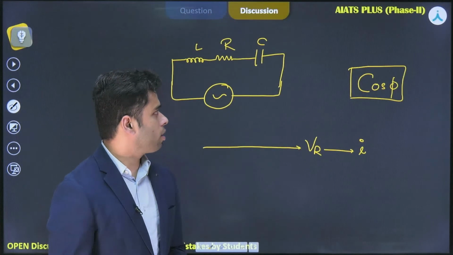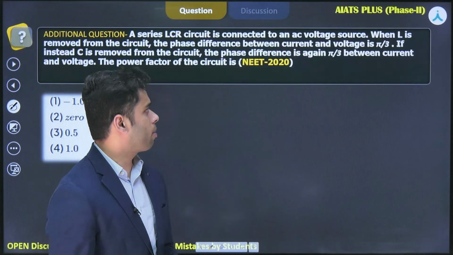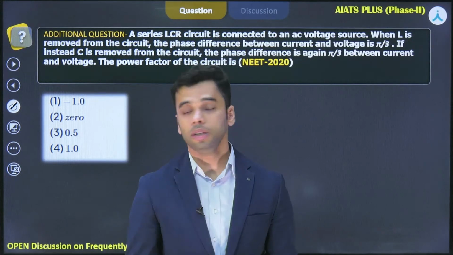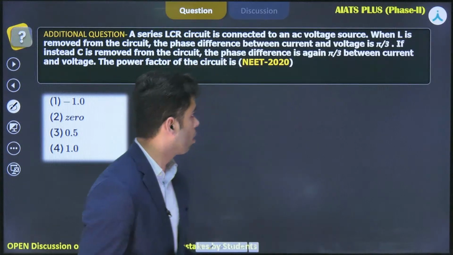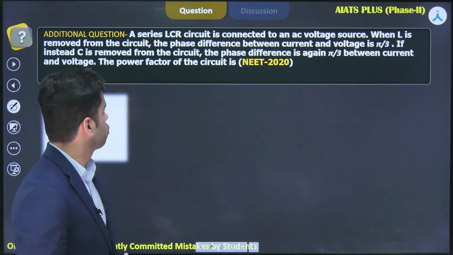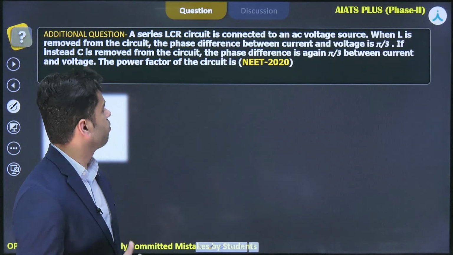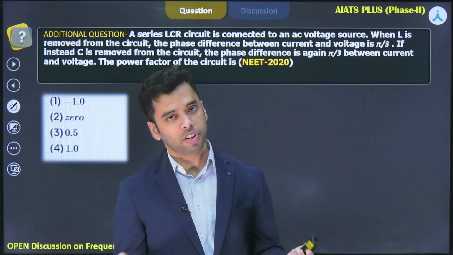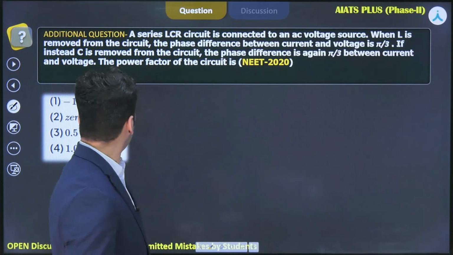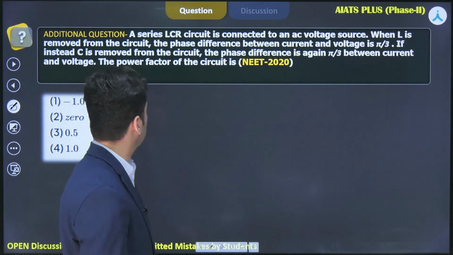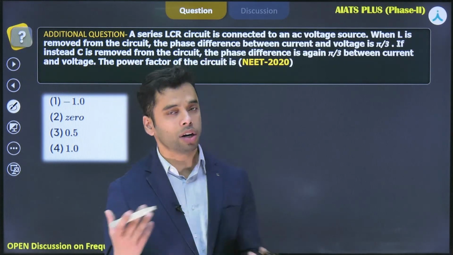Right? Now let's move forward. And if you understood the concept, have a look at this problem. It is an actual problem asked in NEET 2020. It says that a series LCR circuit is connected to an AC voltage source. When L is removed from the circuit, the phase difference between current and voltage is pi by 3. So L is removed, the phase difference is pi by 3. If instead C is removed, the phase difference is again pi by 3 between current and voltage, the power factor of the circuit is. So you have been given two conditions.